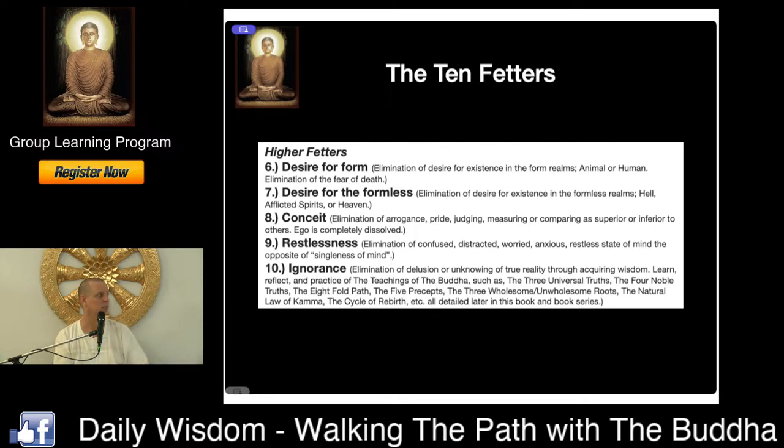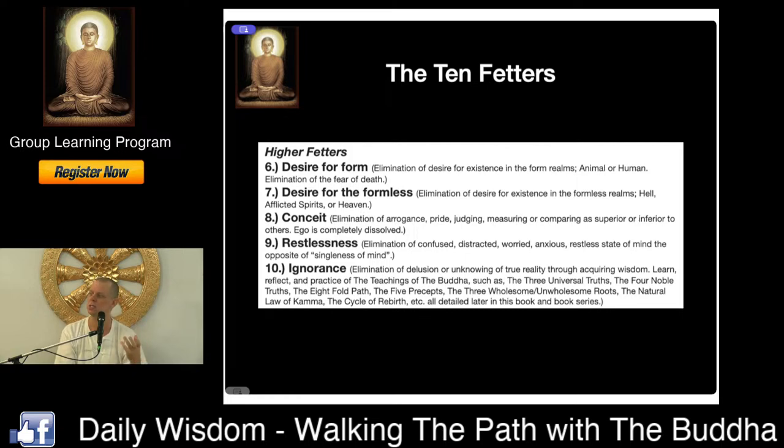Then the eighth one is conceit. This is part of the ego. This is the arrogance, the pride, the measuring and comparing, thinking that you're above people or below people. This is judging other people. This is what conceit is. It's pridefulness. It's boastfulness. It's arrogance, right? We refer to this as the ego, but personal existence view and conceit is what we refer to as the ego. And we'll talk about that in chapter 16 when we get to that.